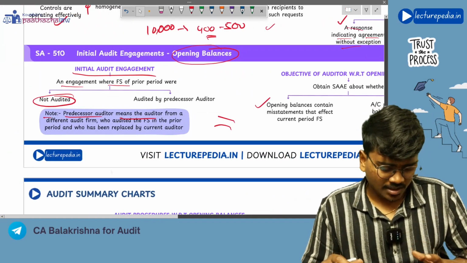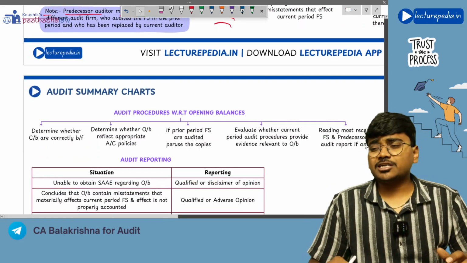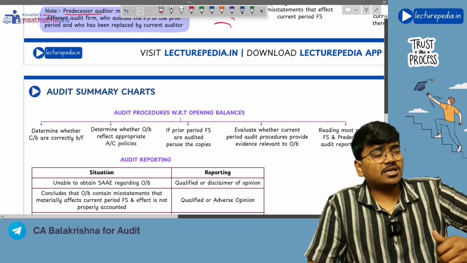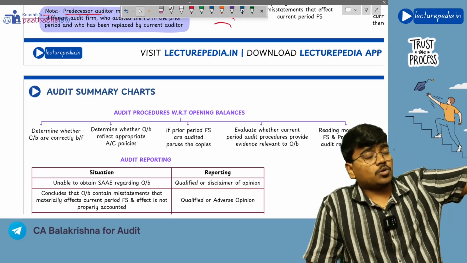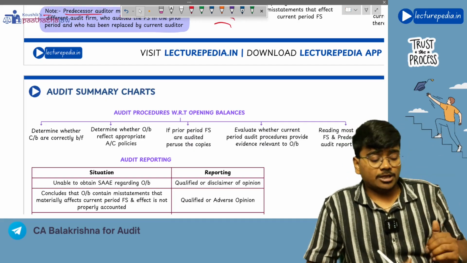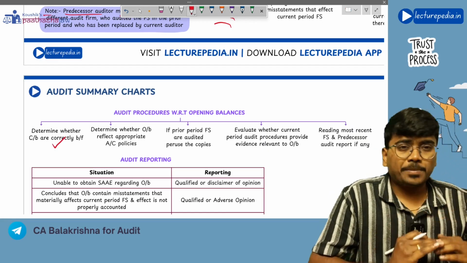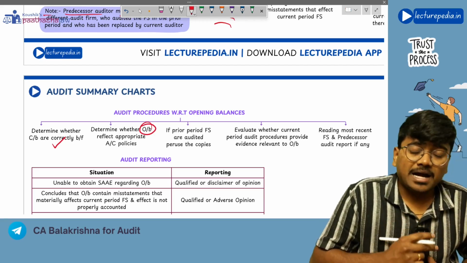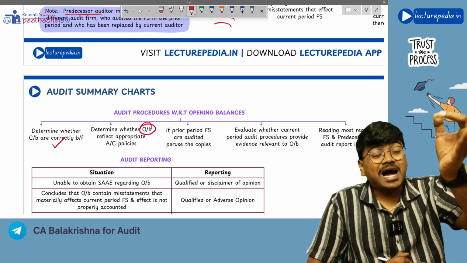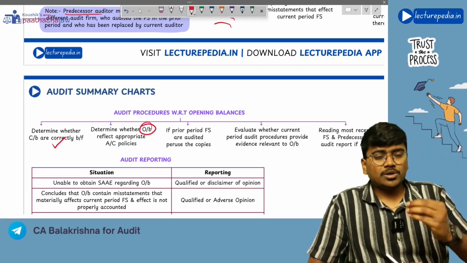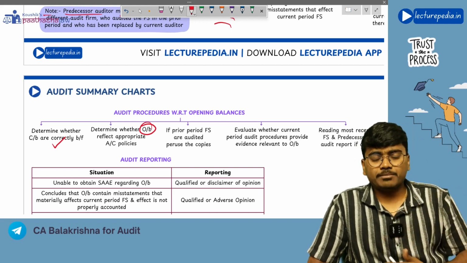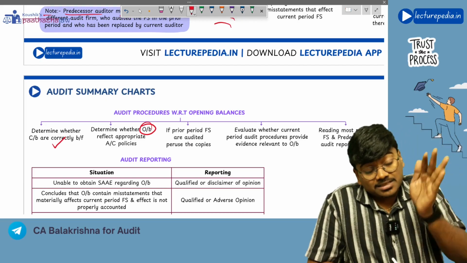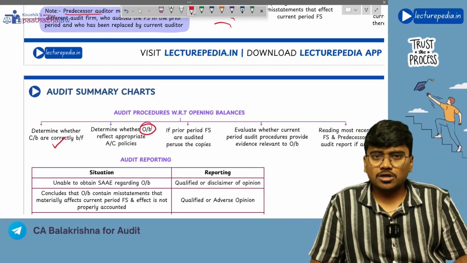Next, some of the audit procedures that you will perform with respect to opening balances. What are they? First of all, you will see whether the previous year's closing balances have been correctly brought forward as the opening balances or not. Next, you will determine whether opening balances reflect appropriate accounting policies. Okay, whether the accounting policies followed in the opening balances are appropriate, and whether they are consistently followed in the current period also, that you will see, right?